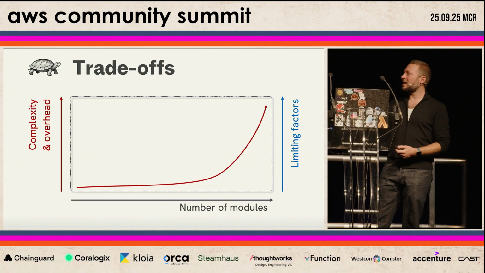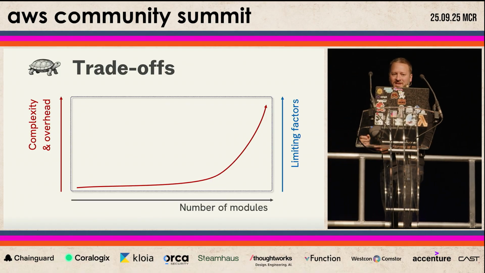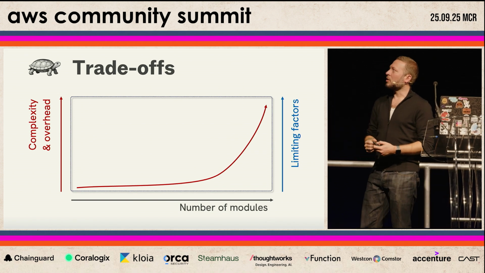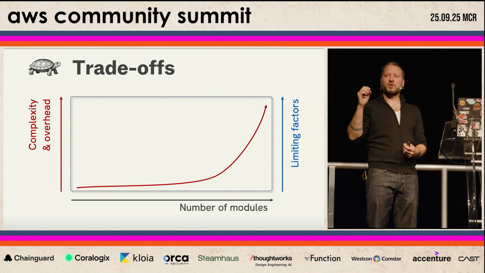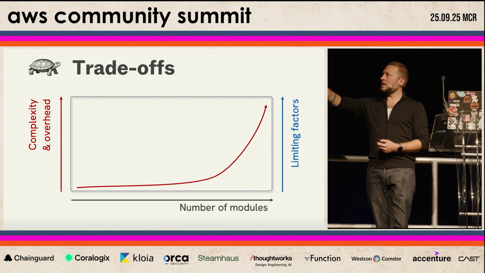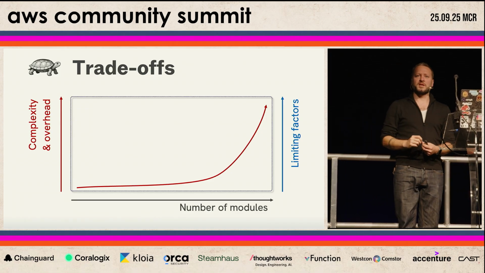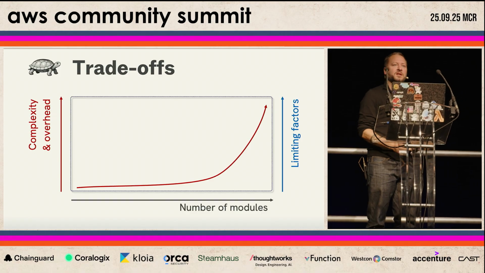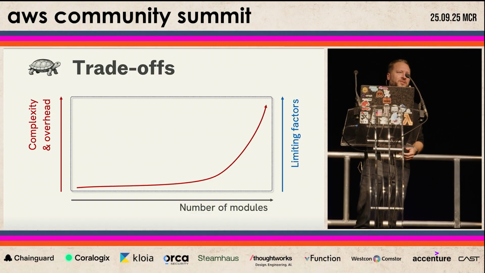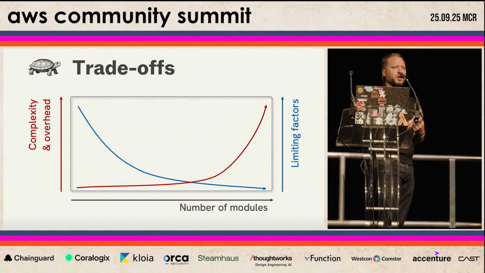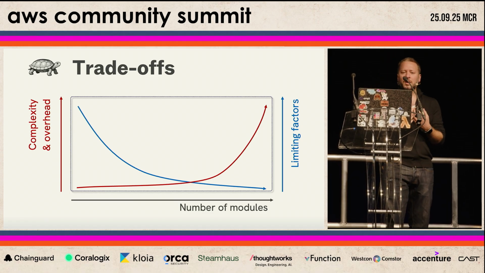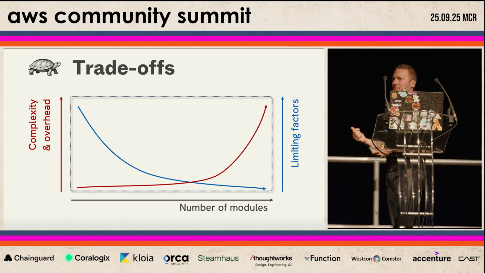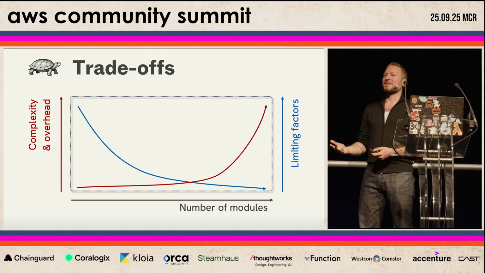So on this slide, on the x-axis, we have the number of modules, and on the left y-axis, we have complexity and overhead. So what you see here is if you add more modules into your system, into any system, it will increase the complexity and overhead. But adding more modules also improves the limiting factors of flexibility, maintainability, and scalability.